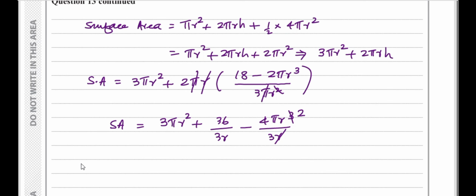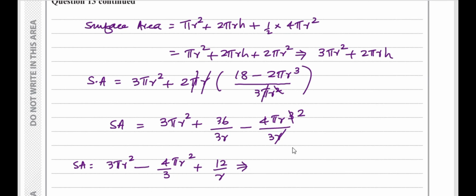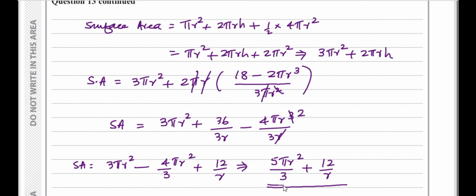So we have surface area equals 3 pi r squared minus, let me write this together, 4 pi r squared over 3 plus 12 over r. That simplifies to, 3 times 3, 9, 9 minus 4, 5 pi r squared over 3 plus 12 over r, which is what the question wanted us to show. Done.